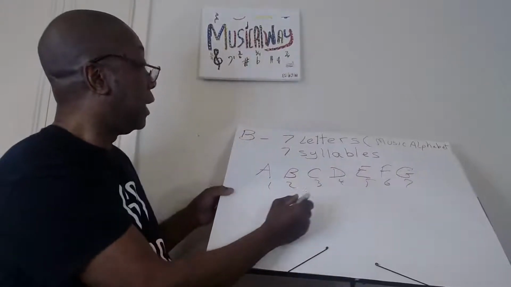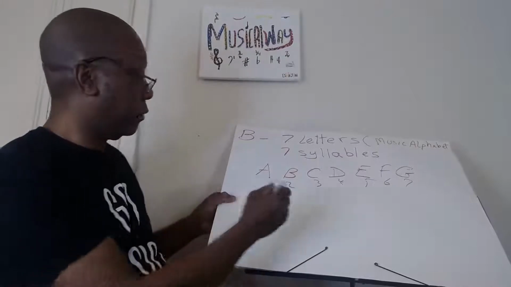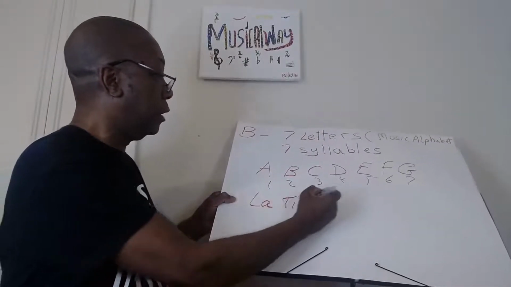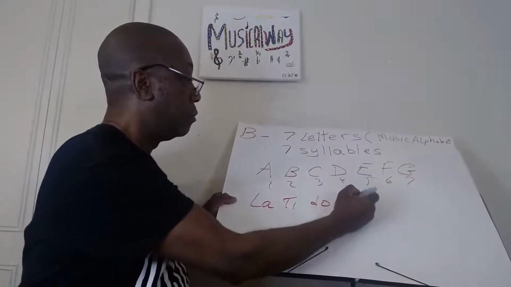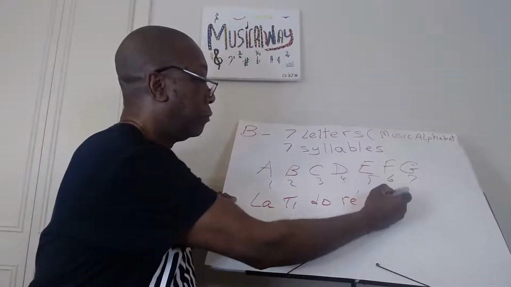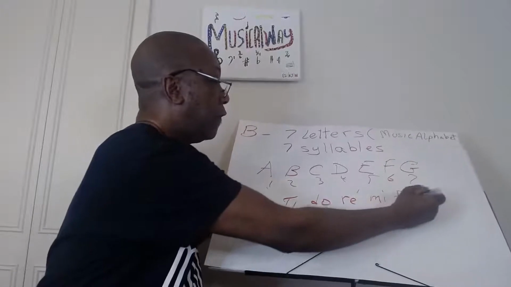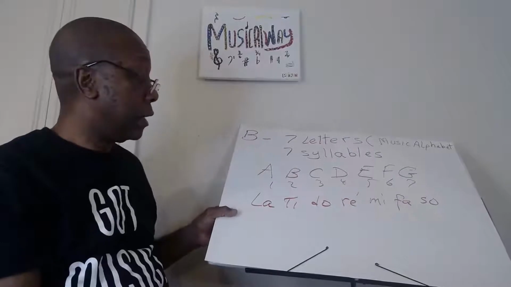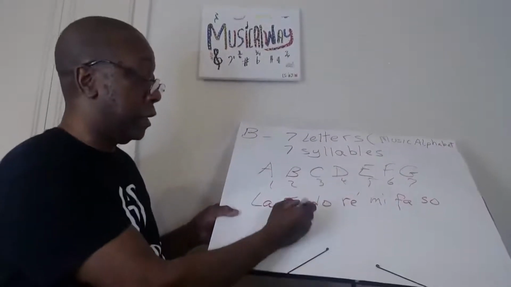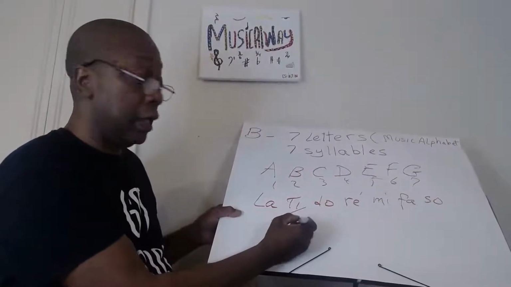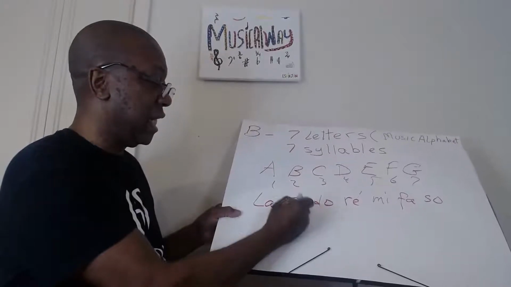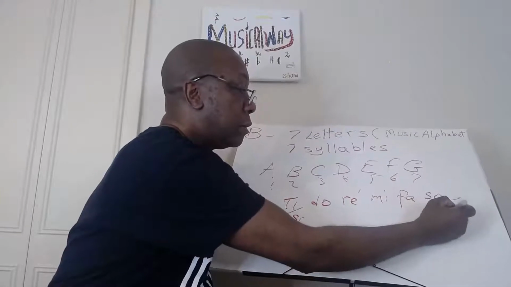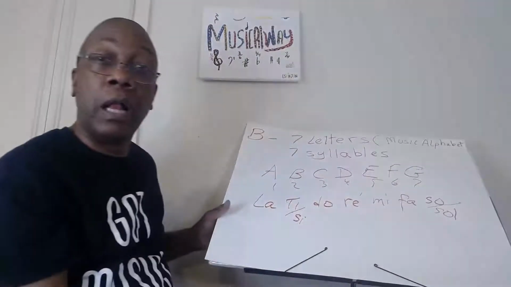And then we have the 7 syllables. We have la, ti, do, re, mi, fa, so. Now, I will come back to that part. Ti, the real name is si. And then so, the real name is sol.